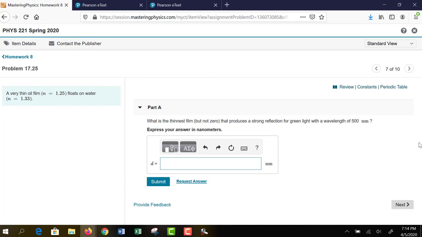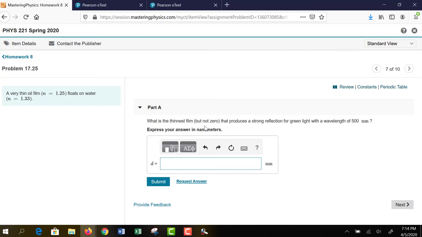Okay, so the next problem is a thin film problem. A very thin oil, index of refraction of the oil, so that's the film, is 1.25, floats on water, index of refraction of water is 1.33, and we want to figure out what is the thinnest film, but not zero, that produces a strong reflection of green light.